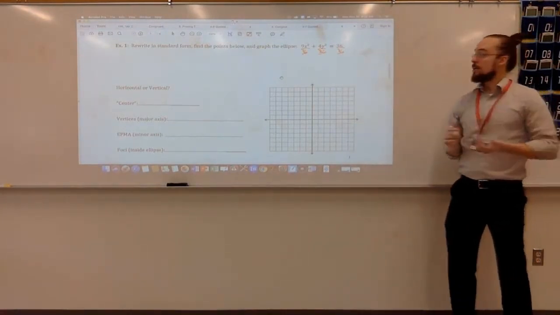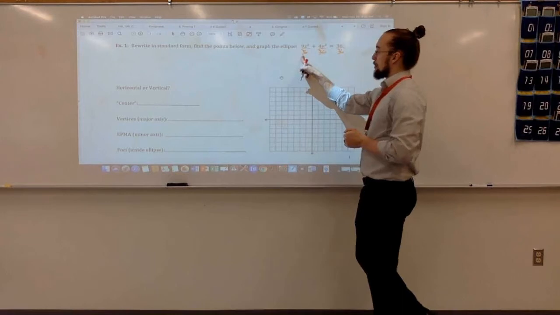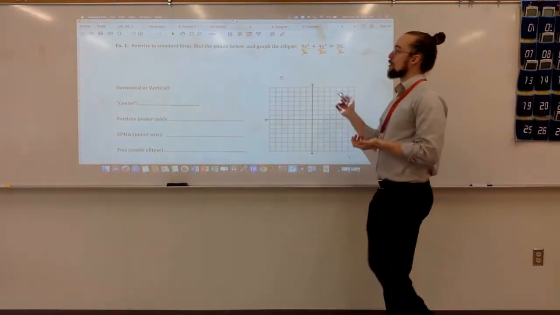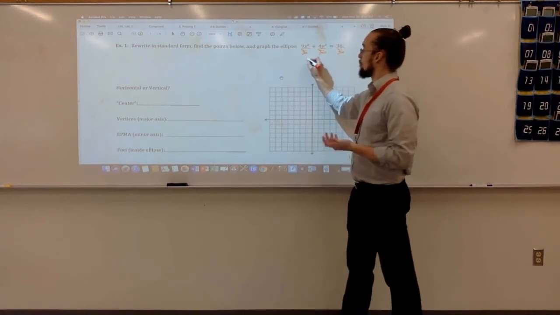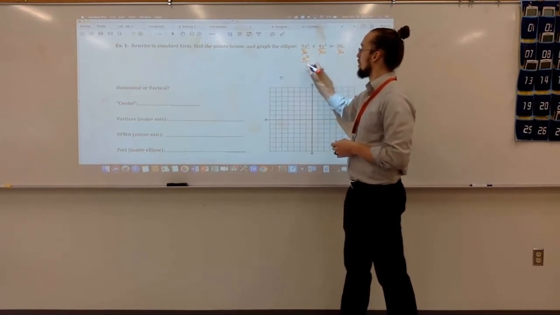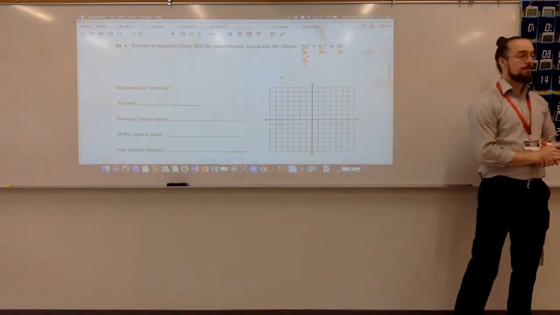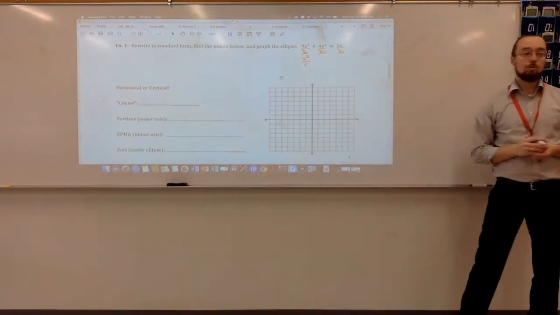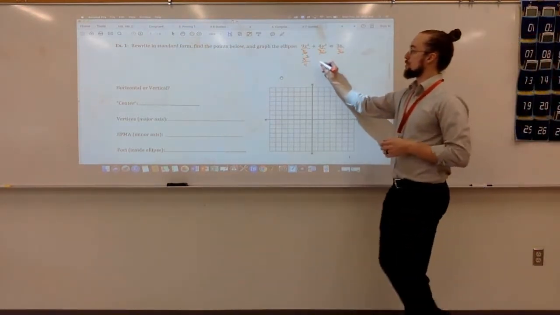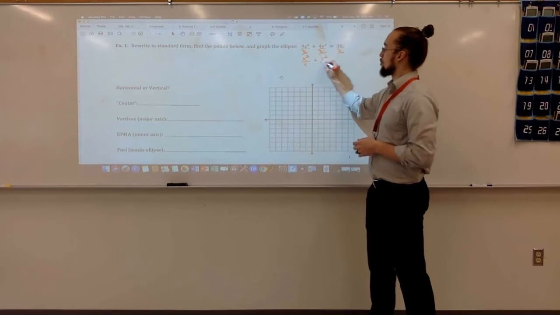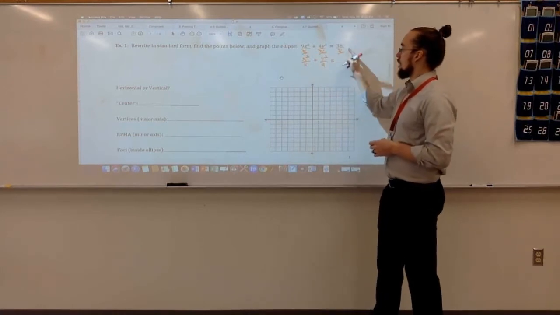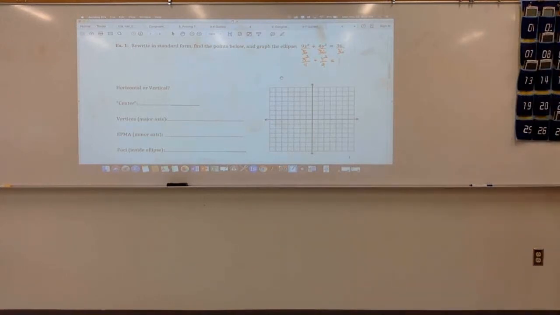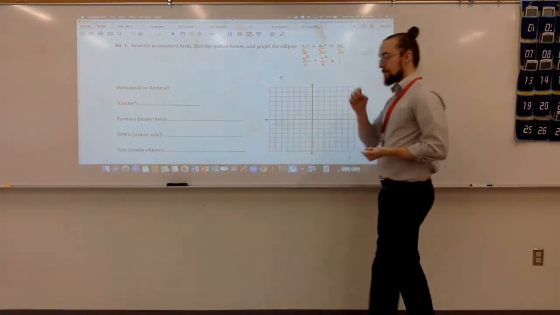Okay, so when I do that, I get 9 over 36 here. So we just want to reduce that fraction. 9 over 36 would reduce to 1/4, right? So this would just be x squared over 4. 4 over 36 would reduce to 1/9. So this is just going to be plus y squared over 9, and then equals 1. Okay, so now we have this in the form that we want it to be in.